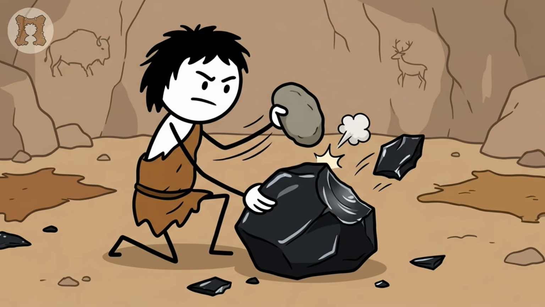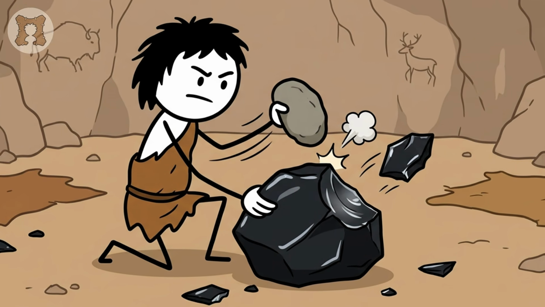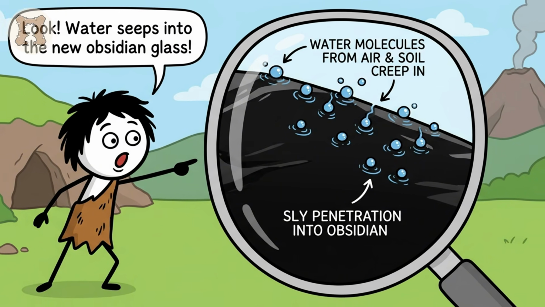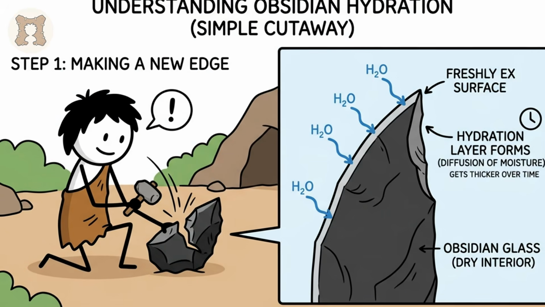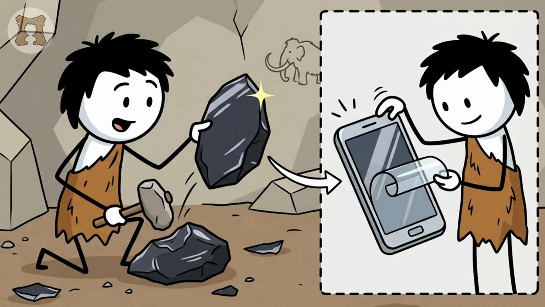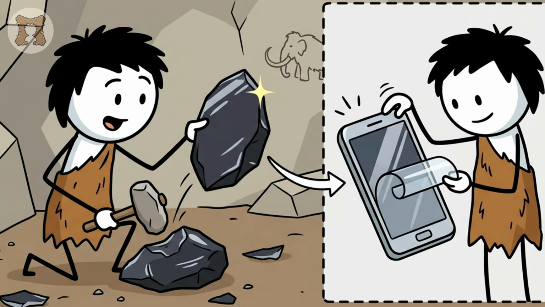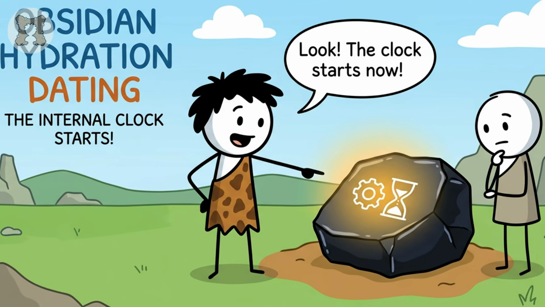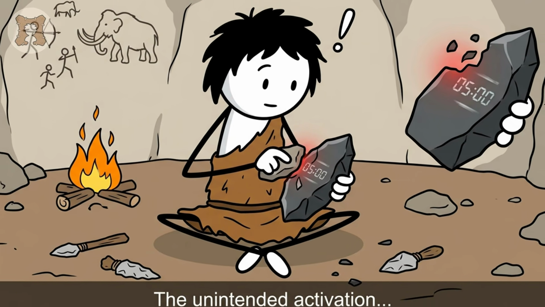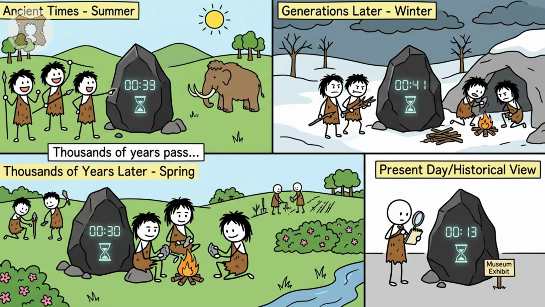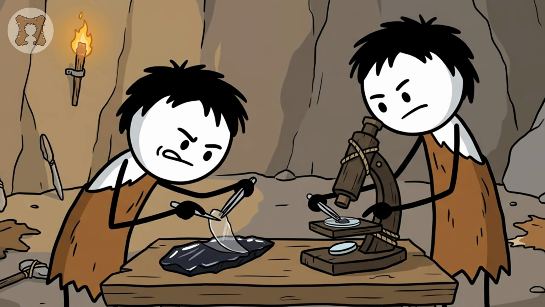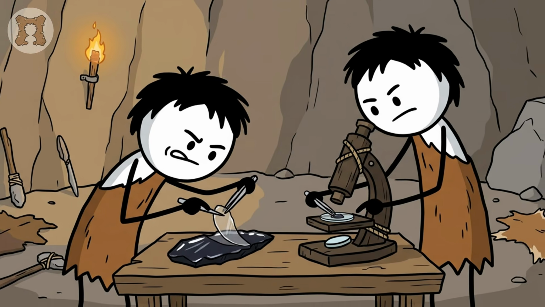The moment an ancient craftsperson struck a block of obsidian, a brand new surface was exposed. From that instant, water molecules began creeping into the glass, forming an incredibly thin layer of hydration. Think of the strike as peeling the protective film from a new phone. Once the surface is revealed, the clock starts running. The toolmaker had no idea, of course, that the blow had just activated a timer that could continue for thousands of years. Scientists remove an extremely thin slice from the tool and examine it under a microscope.